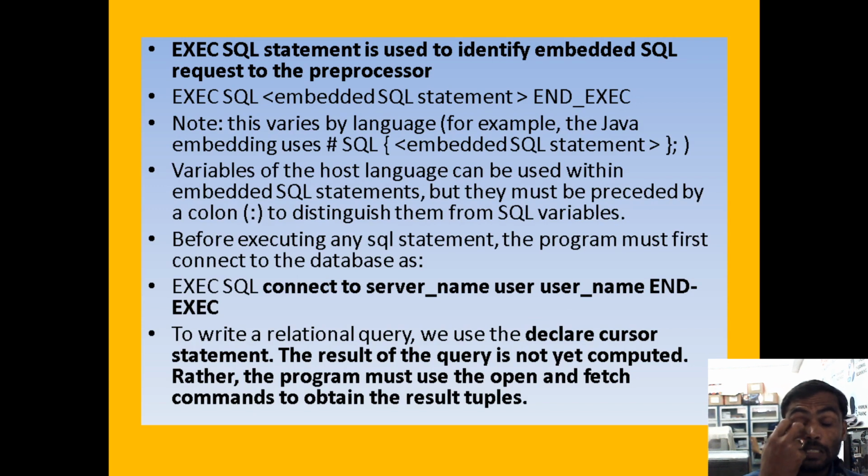Implicit cursors means internally it will execute. Explicit cursors means we should define them. Under the cursor there are four statements: cursor declaration, opening the cursor, fetching the cursor, then closing the cursor.